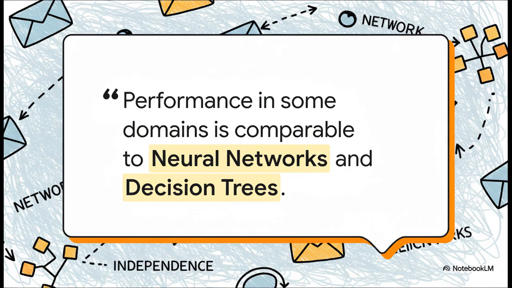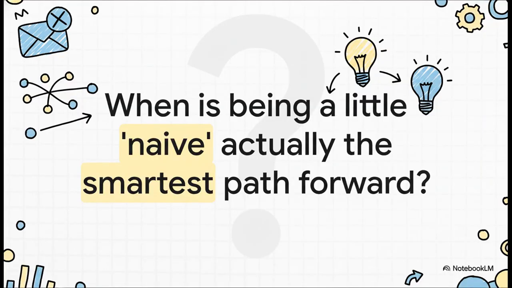And the results really do speak for themselves. In some areas, the performance of this simple, naive little model is right up there with these huge, way more complex things like neural networks and decision trees. And that is truly remarkable. Which leaves us with a final thought to chew on. By making a deliberate, simple, and slightly wrong assumption, we unlocked a solution that's fast, efficient, and incredibly powerful. It really makes you wonder, doesn't it? When is being just a little bit naive actually the smartest path forward?